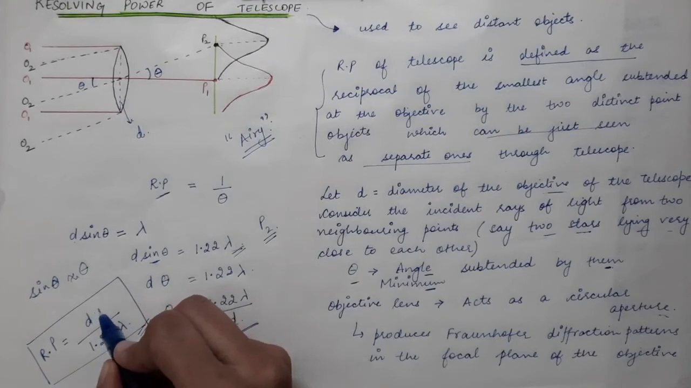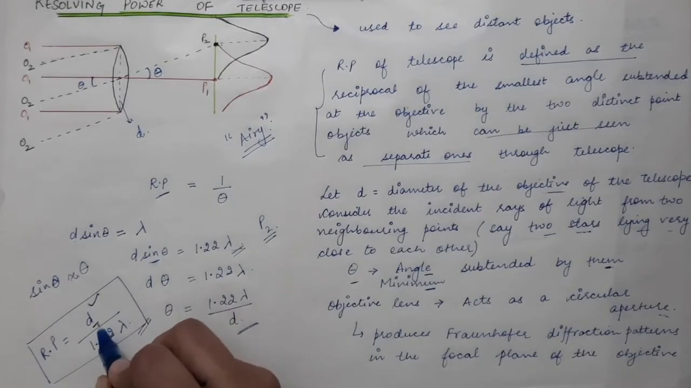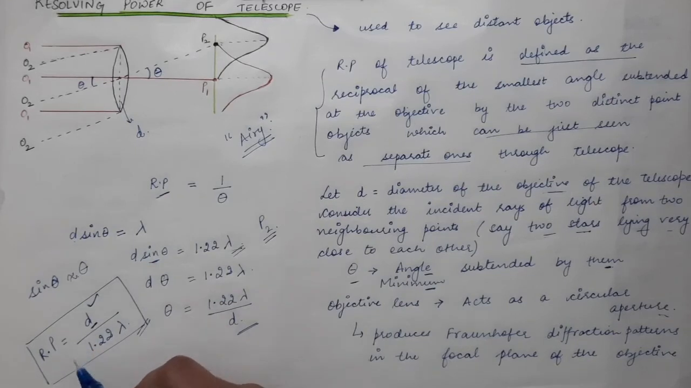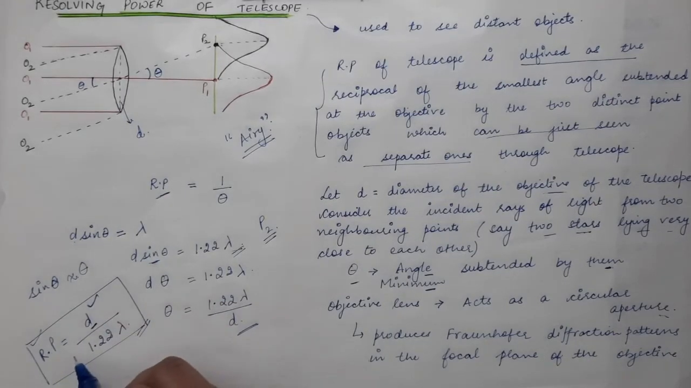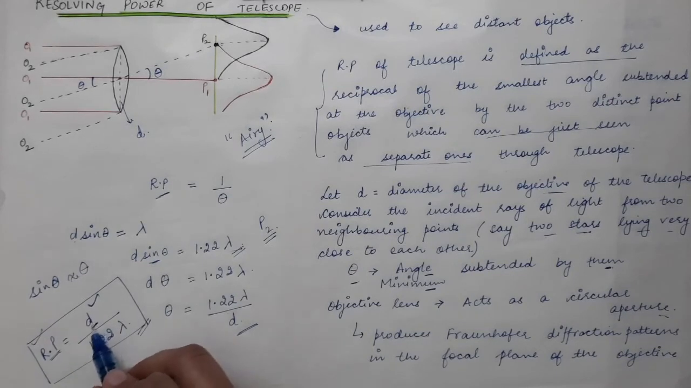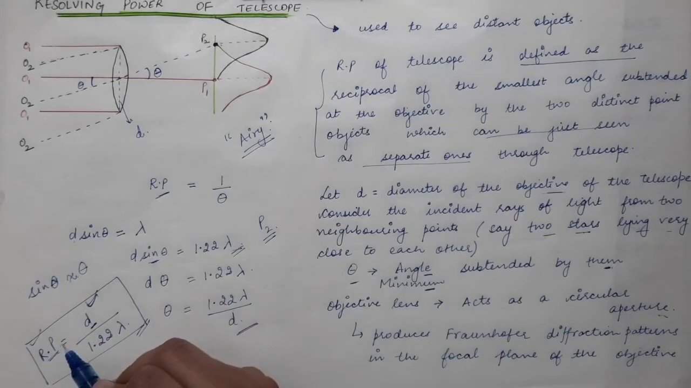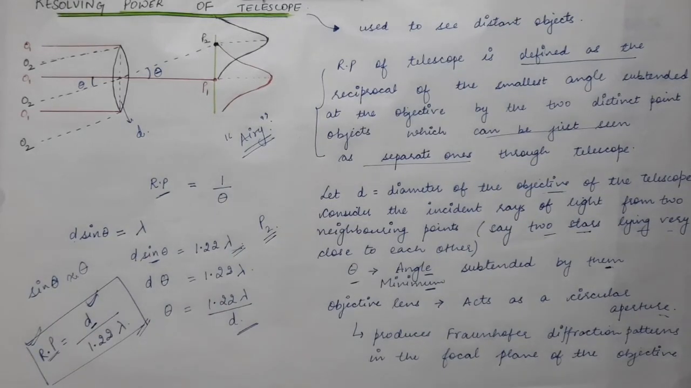So this is the final expression of the resolving power of a telescope, and you can also say that a telescope with a large diameter of objective lens has a higher resolving power. You can clearly see that the resolving power of a telescope is directly proportional to the diameter of the objective lens. So the more the diameter of the objective lens of a telescope, the more will be its resolving power.